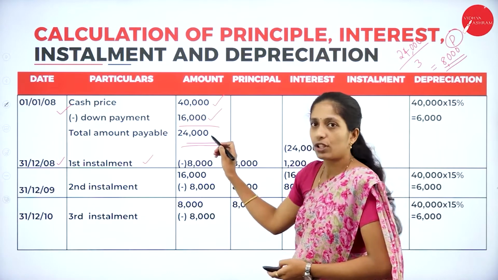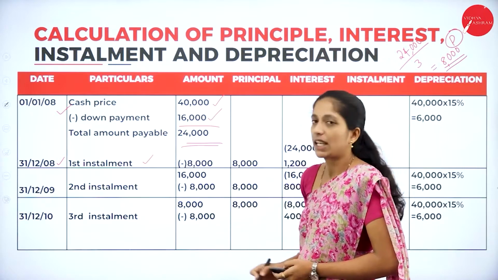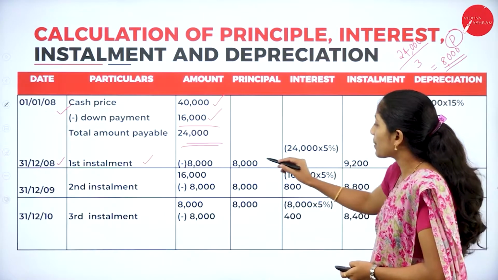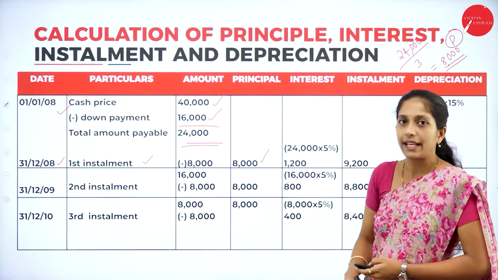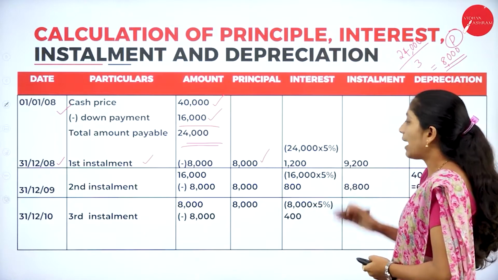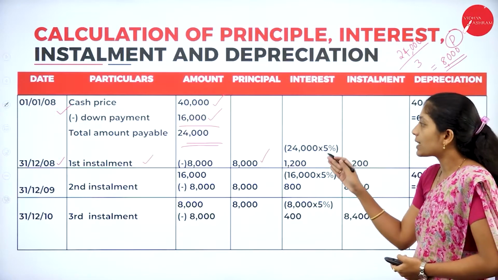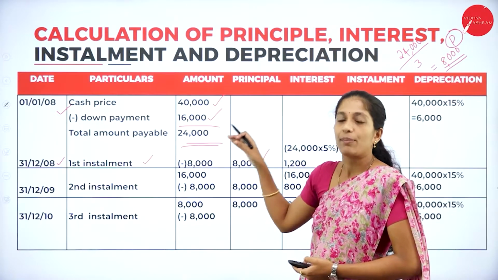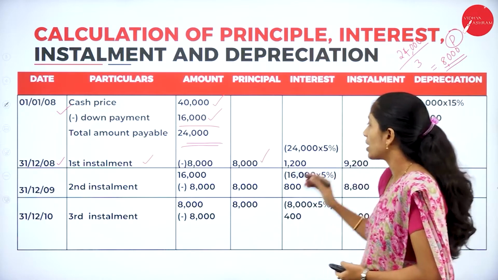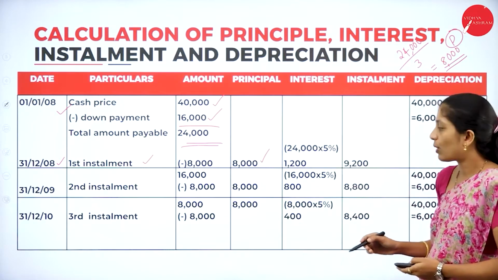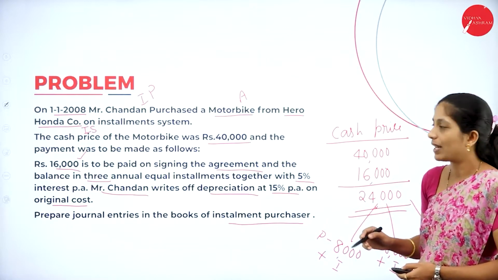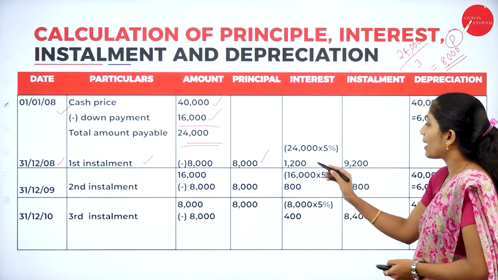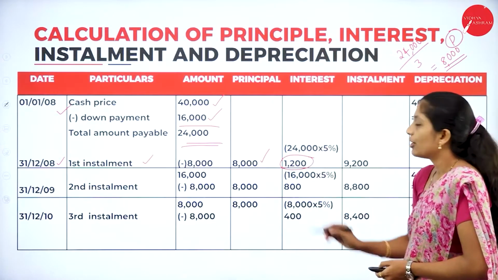So we know 24,000 has to be paid. Now we are making the first installment. Write the principal amount first. That is 8,000. Now calculate the interest. So what is the amount payable in the beginning of the first year? That is the amount payable in the first year, 24,000. So 24,000 into what is the rate of interest? 5%. So 24,000 into 5%. So we'll get 1,200.